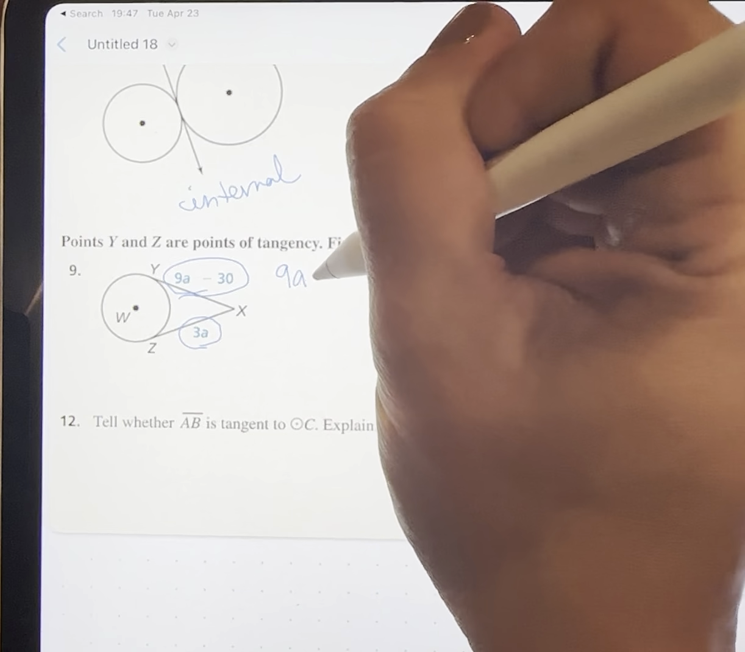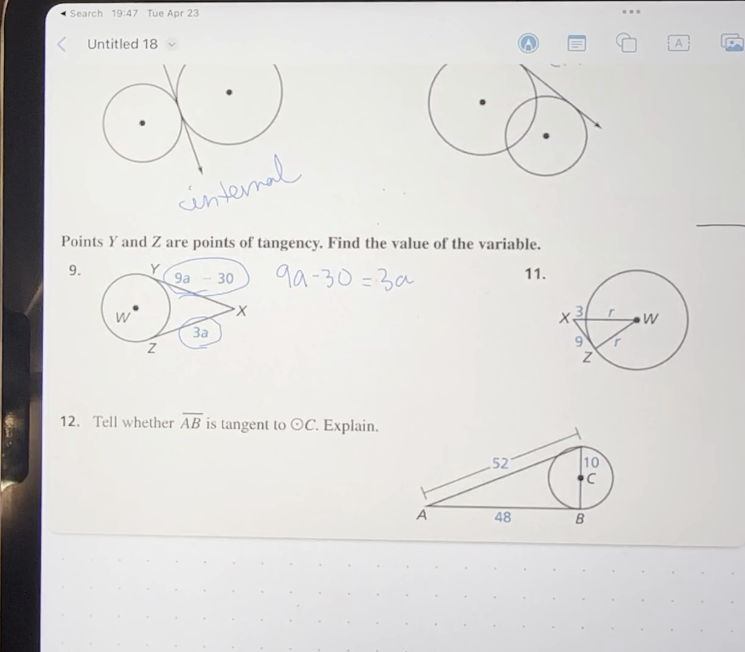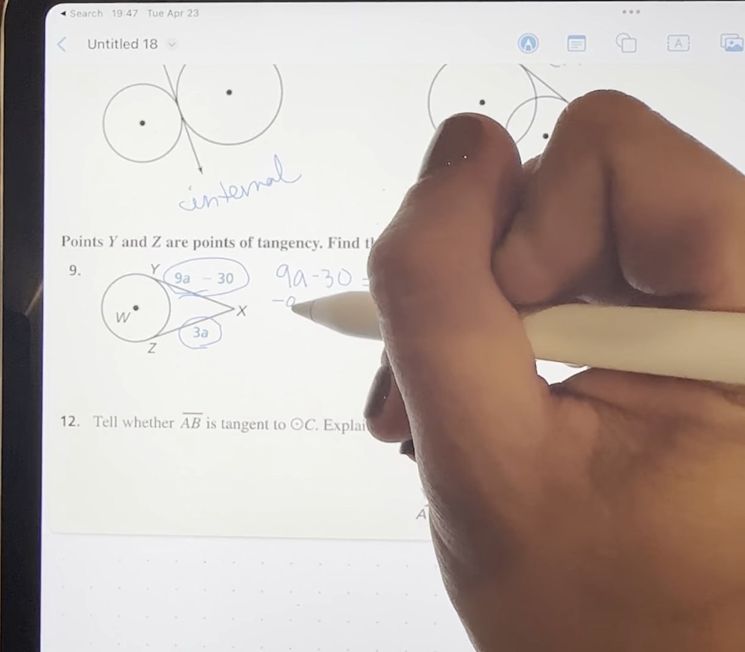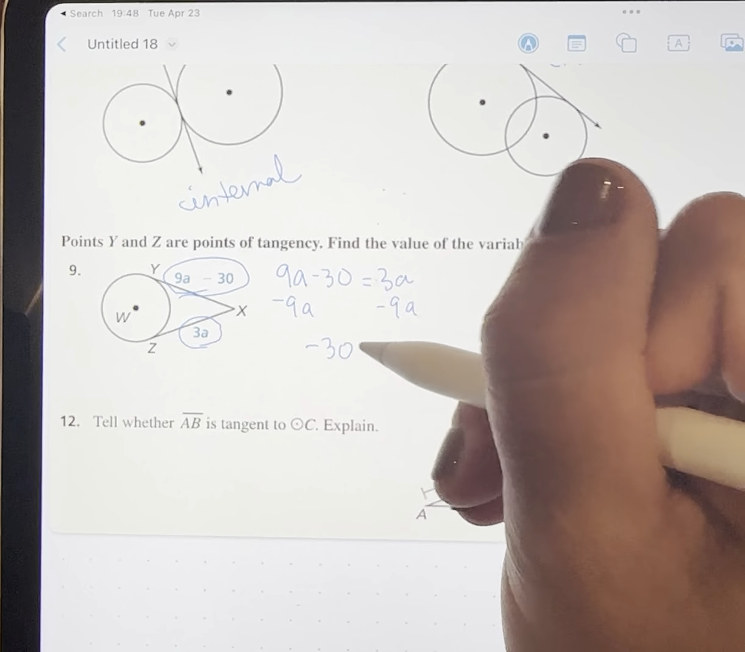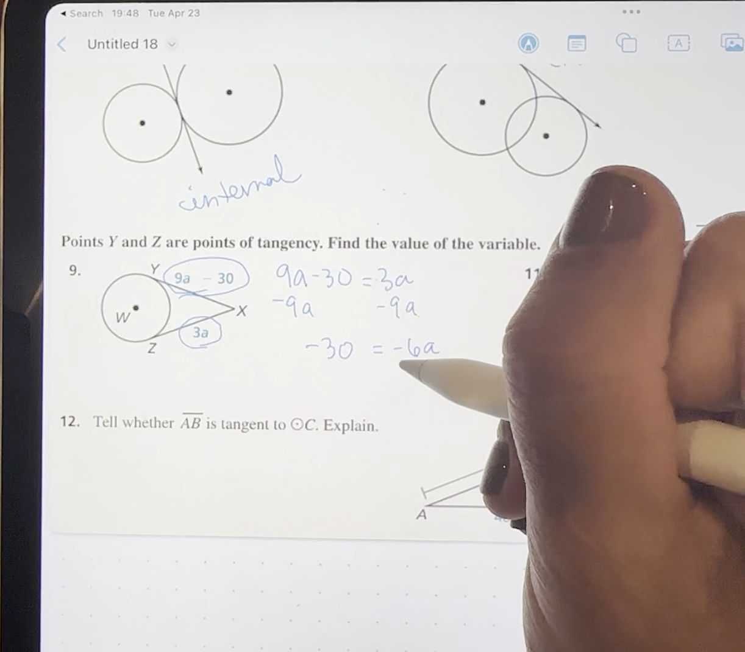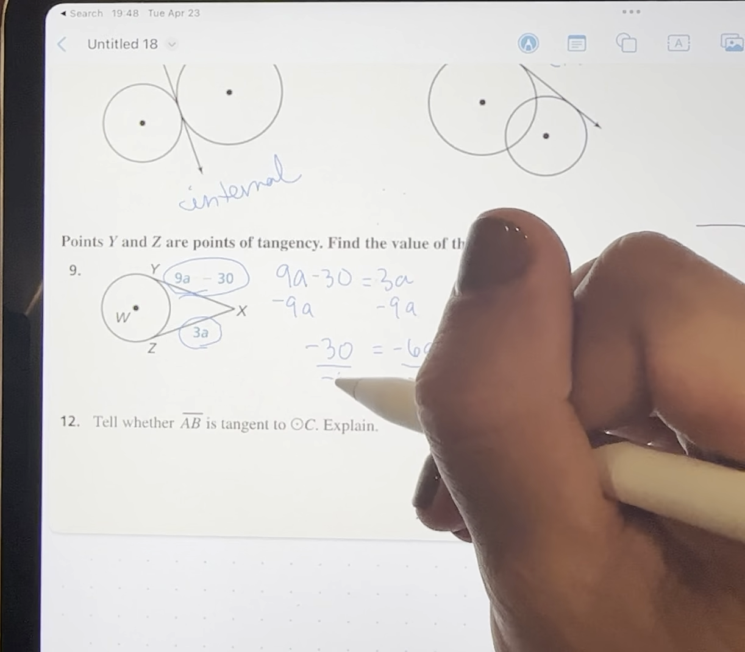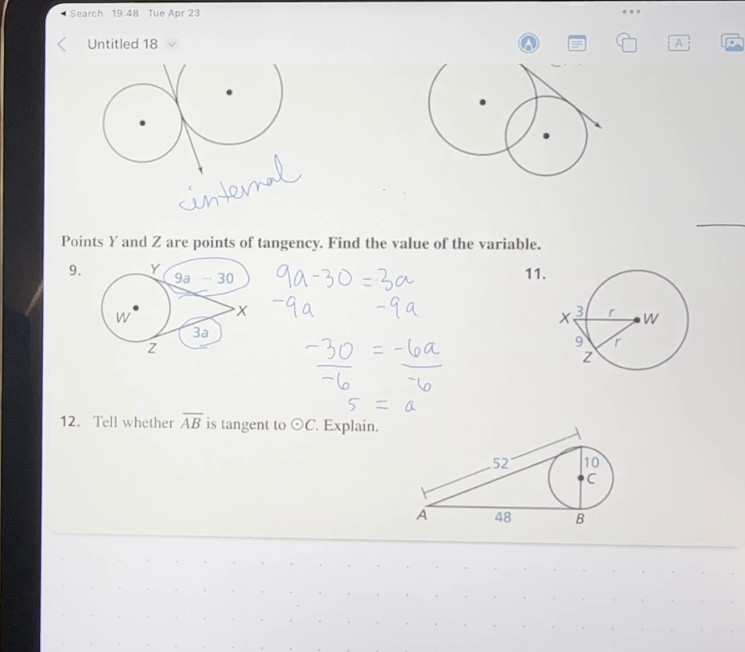So 9a minus 30 must equal 3a. And then I can solve this by subtracting 9a. I get negative 30 equals negative 6a. Then I divide by negative 6. And a equals 5. Find the value of the variable. So that's what they wanted. They wanted a. A is 5.